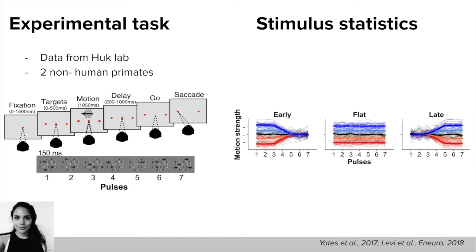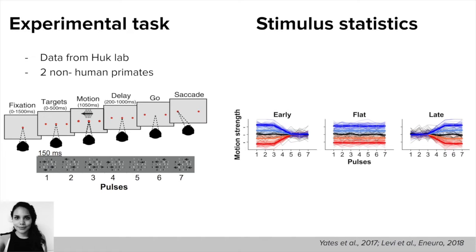The task is a typical motion discrimination task performed by two monkeys. The subjects were presented with 7 consecutive motion pulses with a duration of 150 milliseconds each, and each pulse had its own coherence. The decision was made at the end of the trial with a saccade in the direction of the average motion of the trial.